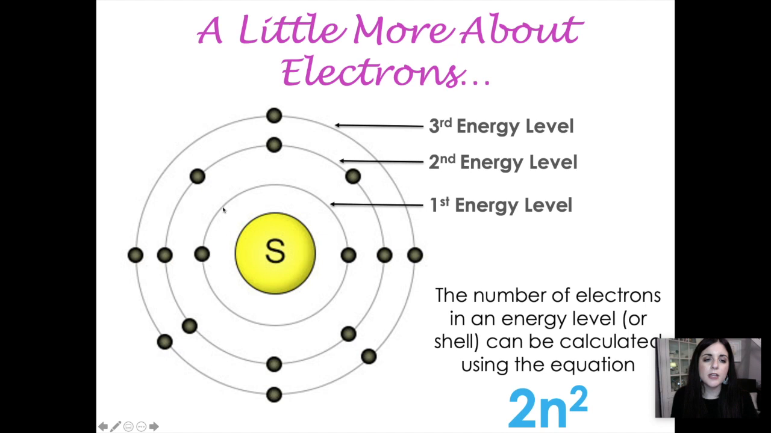So this one right here, the shell closest to the nucleus, is the first energy level. Of course, the second one would be the second energy level, and then the third is the third. We can calculate how many electrons can be held in each energy level, and we can do that by using the equation 2n squared. So I'm going to cut out here to the whiteboard again, and I'm going to show you how we can determine how many electrons fit in each shell based on that equation.